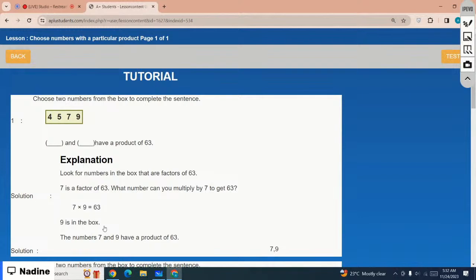4, 5, 7, and 9, right? 4 times 5 is 20. 4 times 7 is 28. 9 times 7 is 63, right? So the correct option is 9 and 7, which have the product of 63.